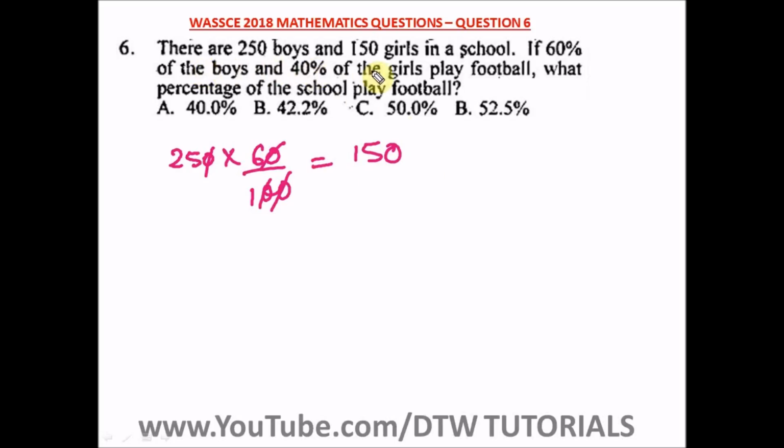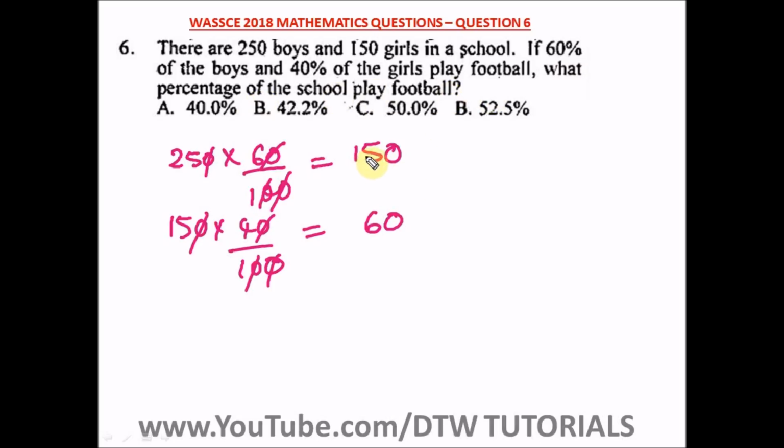Now 40% of the girls played, so 40% of 150, we have 150 times 40 over 100. This 0 will cancel this 0 here. We're left with 15 times 4, which will give us 60.